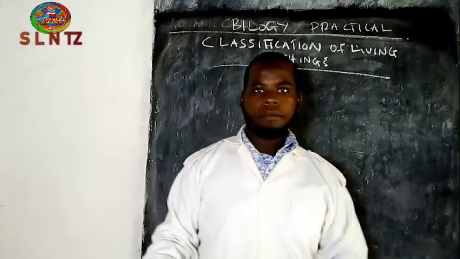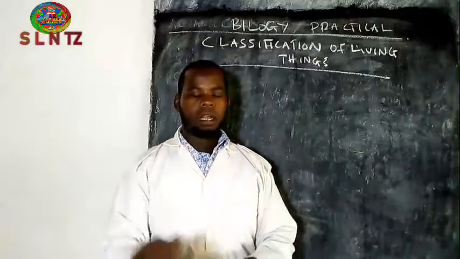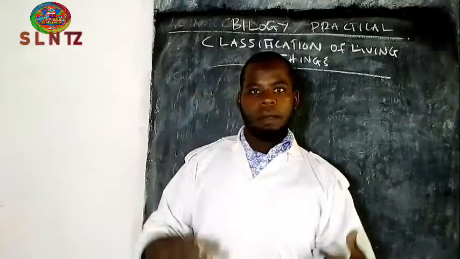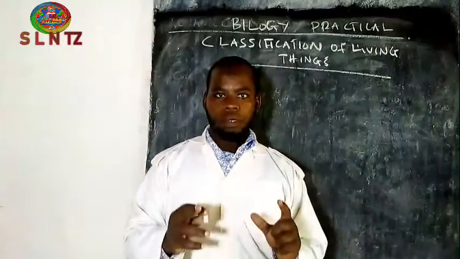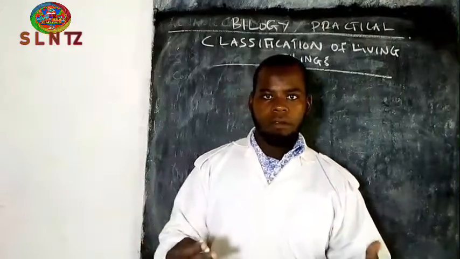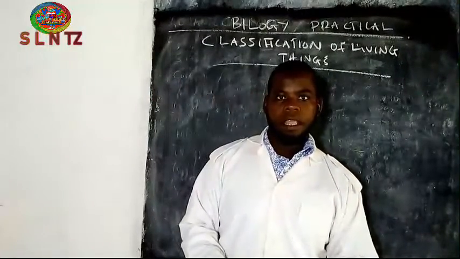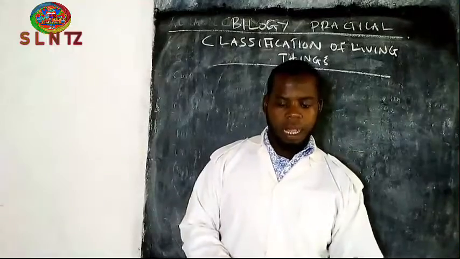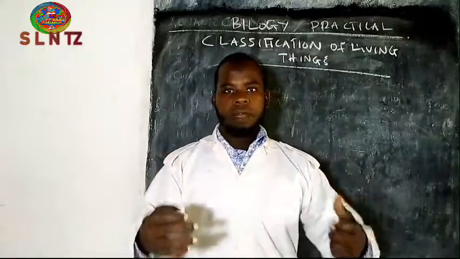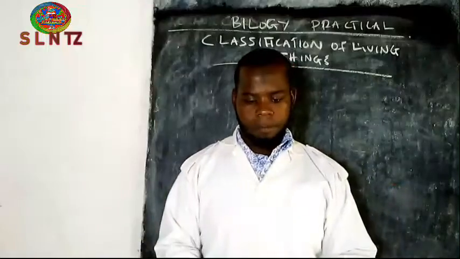So, if you're a Form 3, Form 4, Form 5 or Form 6 student, you're welcome to our lesson. From the start to the end of this lesson, I'm sure you will understand and you will be able to answer your practical examination. Today, our topic is classification of living things. I'm going to tell you to make sure you understand what we mean when we say classification of living things in the practicals.